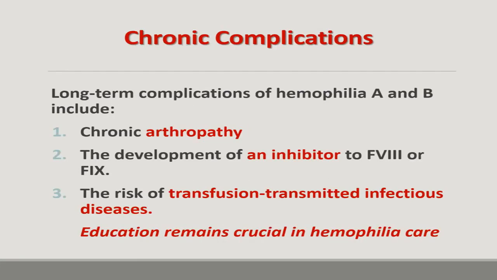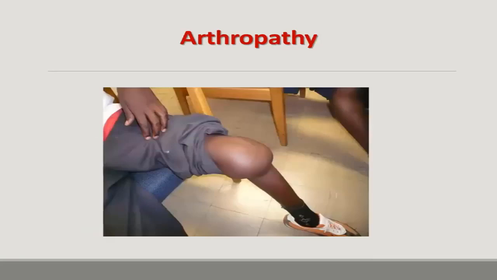Chronic complications of hemophilia are chronic arthropathy leading to destruction of the joint and formation of an ankylosed stiff joint, development of inhibitor to factor 8 or 9, and risk of transfusion-transmitted infection like hepatitis B, C, and HIV. Education remains crucial in hemophilia care. This is a picture of a patient with a destroyed ankylosed joint. As you can see here, he has atrophy of the leg muscles due to misuse atrophy.